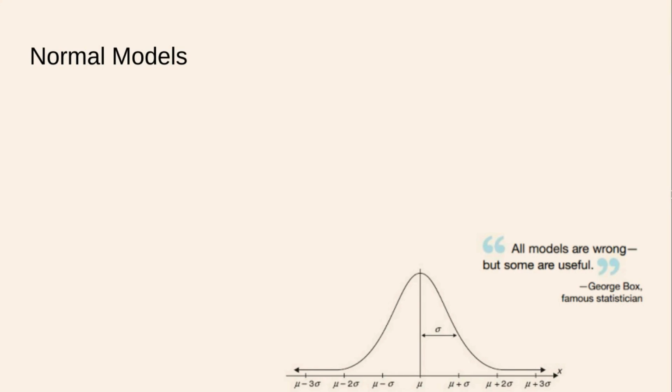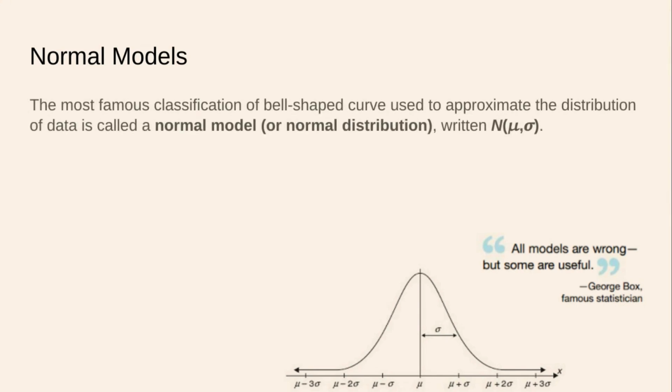We're going to be talking about the normal model, and actually we'll be talking about normal models, plural. There are many different variations on the normal model, and that's what we'll be talking about in this lesson. So, the most famous classification of bell-shaped curve, there's more than one, we'll be talking about several this year, used to approximate the distribution of data is called a normal model or normal distribution. All right, both terms are used to describe this curve.